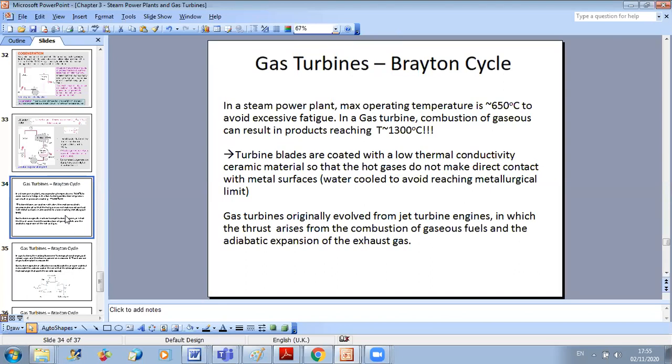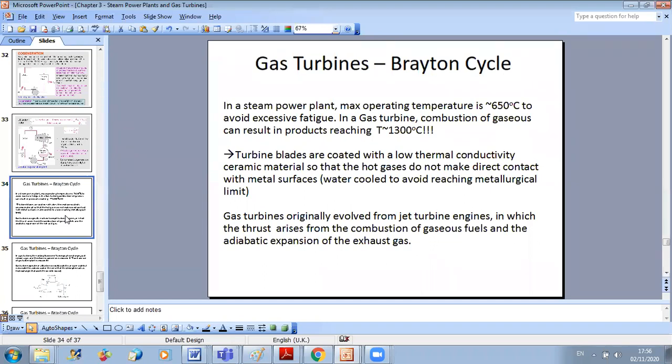Okay, so in this case, we need a very careful design for the turbine blades. Turbine blades are coated with a low thermal conductivity ceramic material so that the hot gases do not make direct contact with the metal surfaces. Okay, and in this case, the blades are also cooled to avoid reaching the maximum limit of the metal.